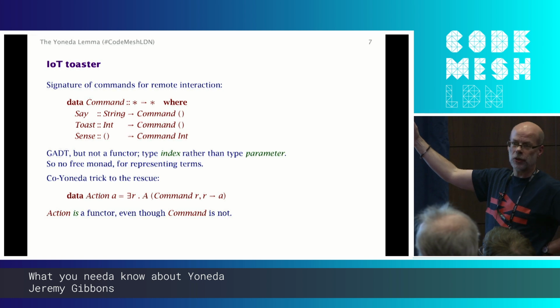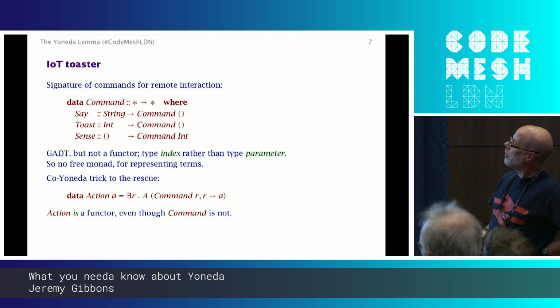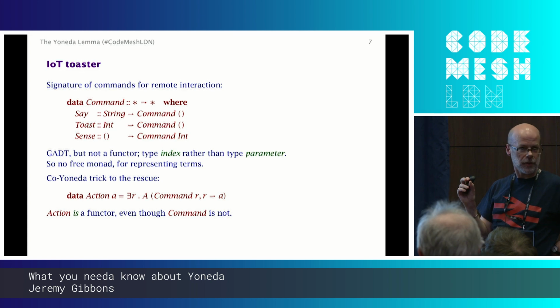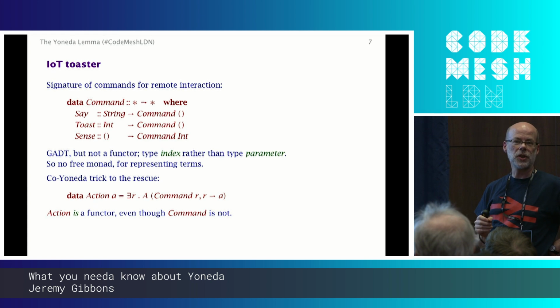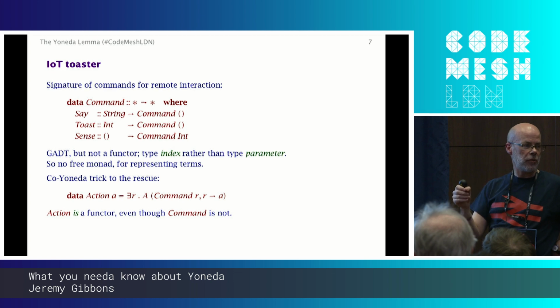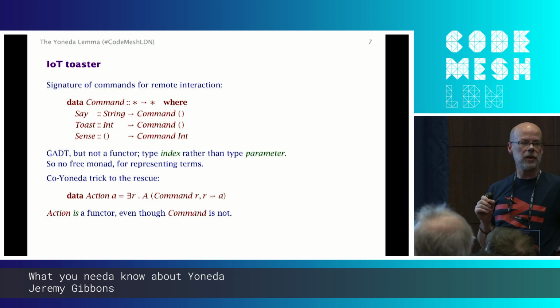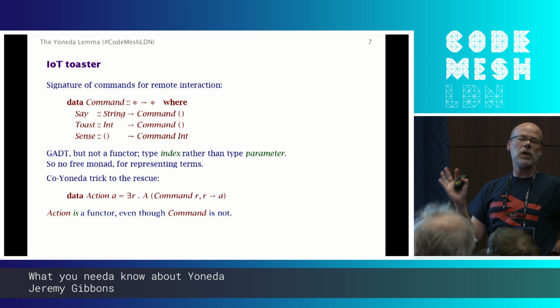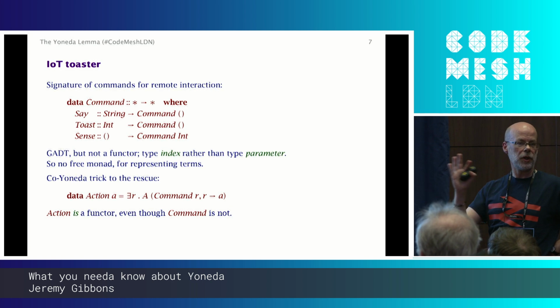So this is a Haskell GADT. The command data type is a Haskell GADT. There's ways of making commands. A command A is a command that you can send to the toaster that returns a result of type A. So you can make a command int by using the sense command. There are commands that return ints. And you can make a command void in two different ways, the say command and the toast command. They both return void. But you can't make a command string or a command bool. There are no commands that return strings. There are no commands that return bools.